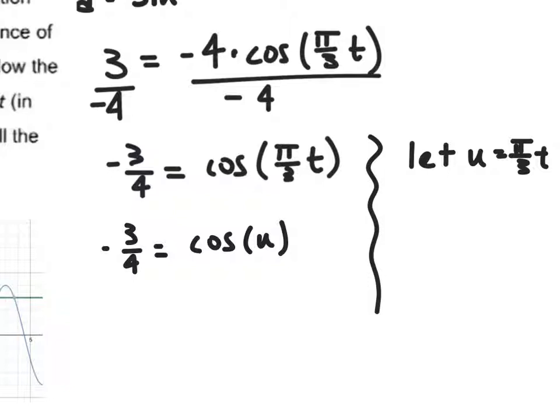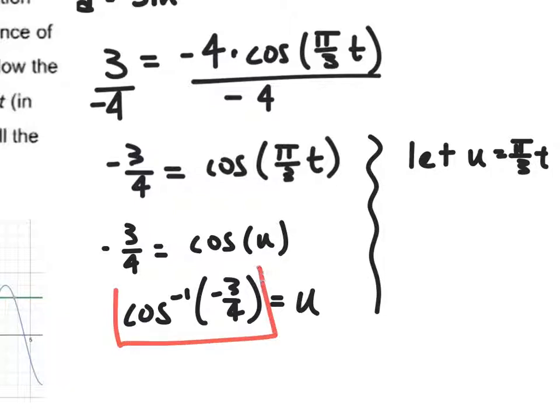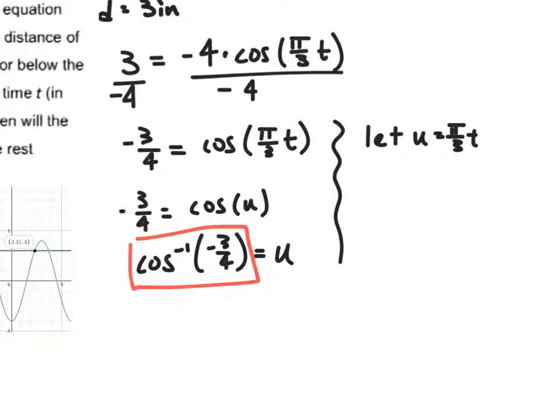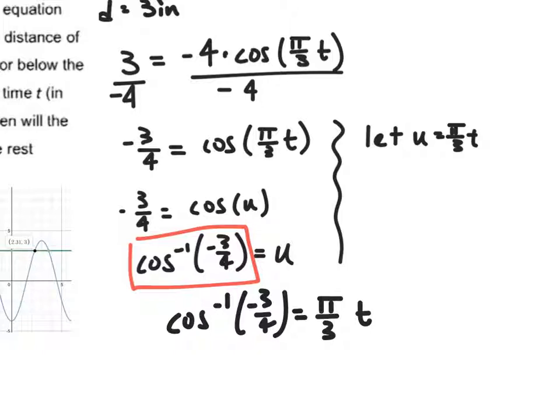Now, because I have -3/4, I have to use a calculator here. I'm going to do cosine inverse of -3/4 is equal to u. I've solved this equation for u, and I've written it out as cosine inverse of -3/4. That's an exact value. Using that u substitution, I can rewrite this as cosine inverse of -3/4 is equal to pi over 3t. To solve for this, I would multiply each side by 3 over pi.